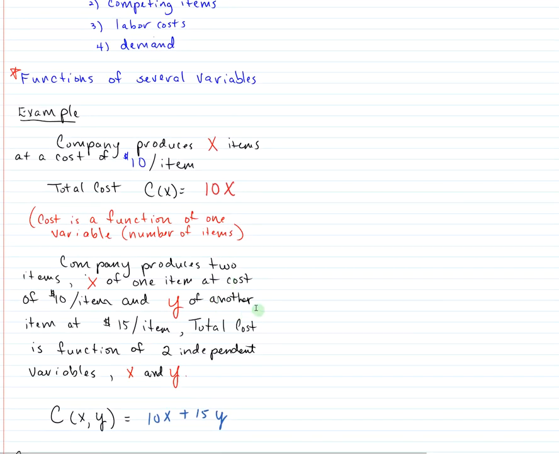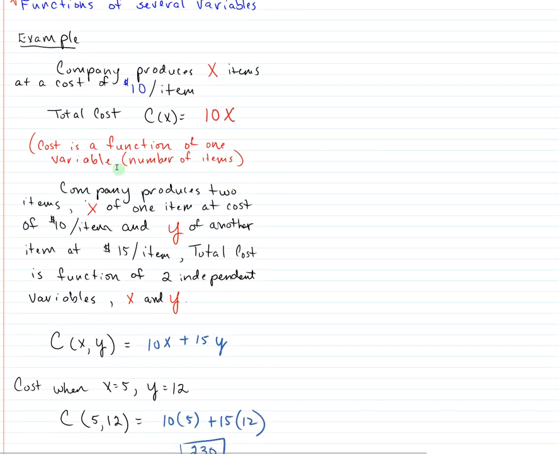Example, a company produces X items at the cost of $10 an item. Then the total cost would be C of X equals 10X. We're used to that. That's a function of one variable. However many items you have times $10 an item gives you your total cost.